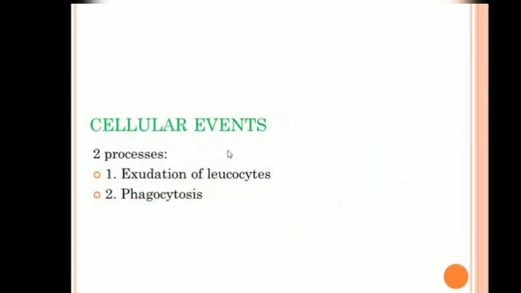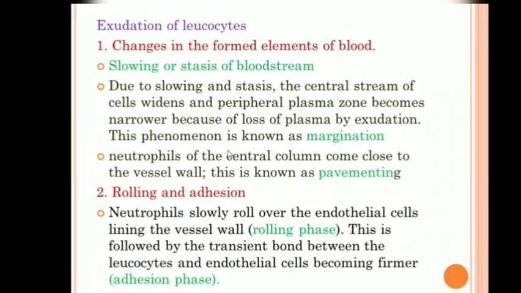Now let's discuss the cellular events. The cellular phase of inflammation has two processes. First is the exudation of leukocytes and second is phagocytosis. Let's look into them one by one. First is the exudation of leukocytes.